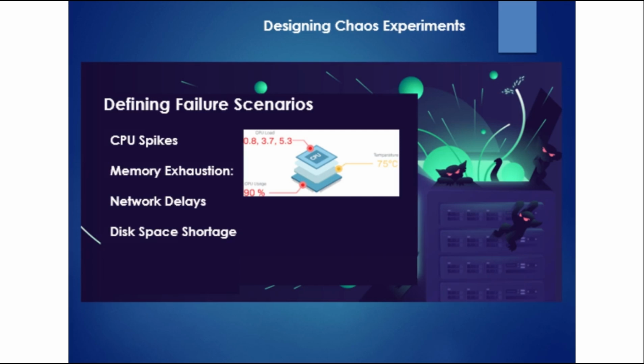4. Disk space shortage. This simulates a scenario where disk space is filled up by logs or temporary files. This is done to assess the system's ability to handle or alert on such conditions. 5. Service downtime. This is a process of bringing down critical services or dependencies to measure the time to recovery and the impact on user experience.